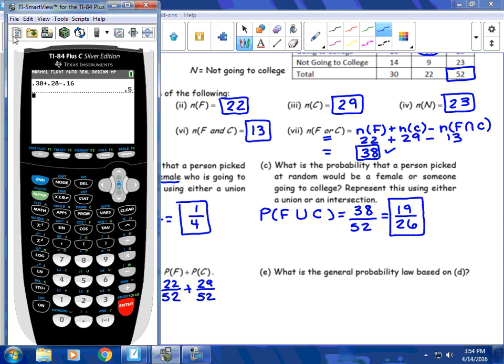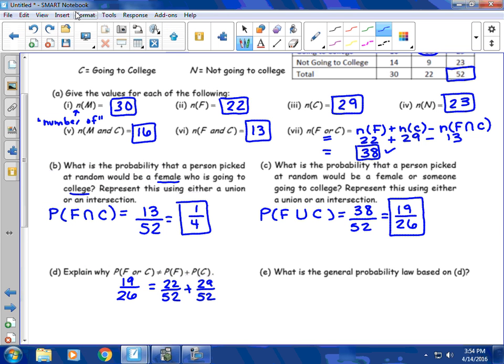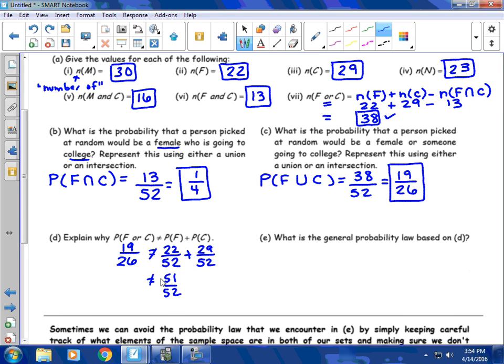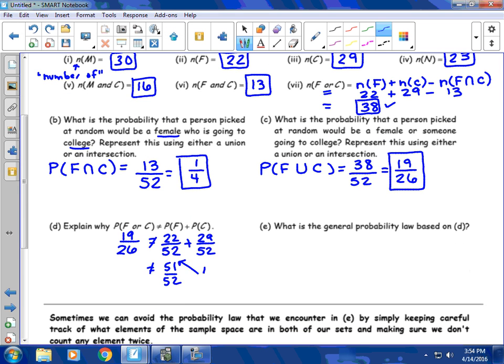If you check real quick, 22 out of 52 plus 29 out of 52, math frac, 51 out of 52. That's not 19 out of 26. So it doesn't work, and the reason is that each of these included females who go to college. So we counted females going to college twice.